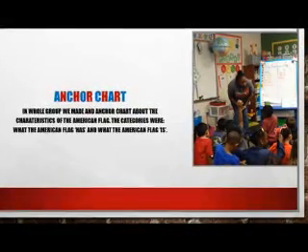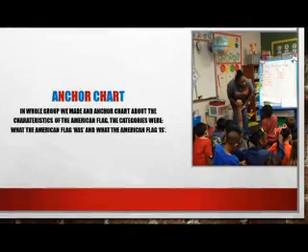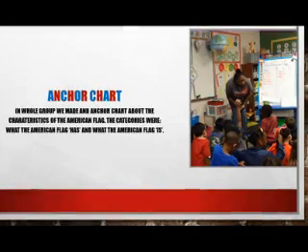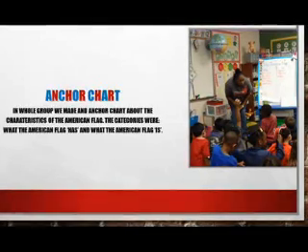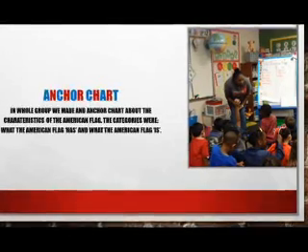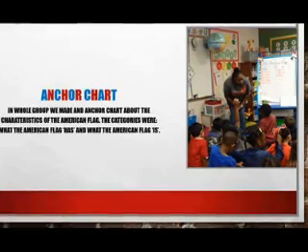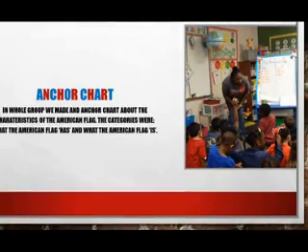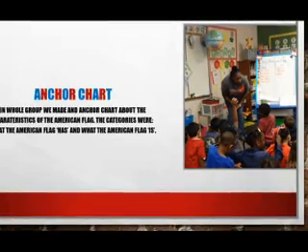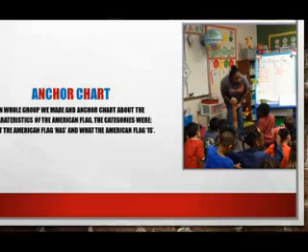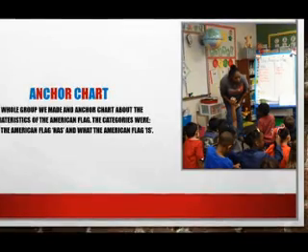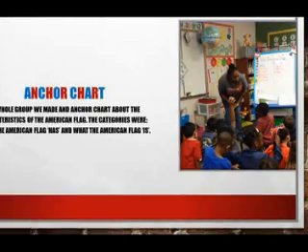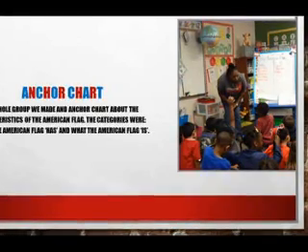While still in whole group, we made an anchor chart about the characteristics of the American flag. The categories were split into two, and the first category was labeled what the American flag has, and our second category was what the American flag is. Some of the examples that the students put down under the has column is that the American flag has 13 stripes. And then I would also ask them questions, what do the 13 stripes stand for?